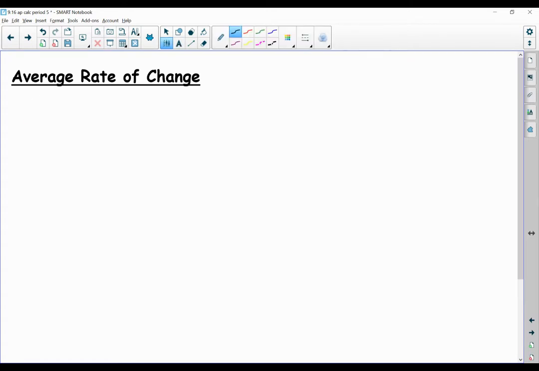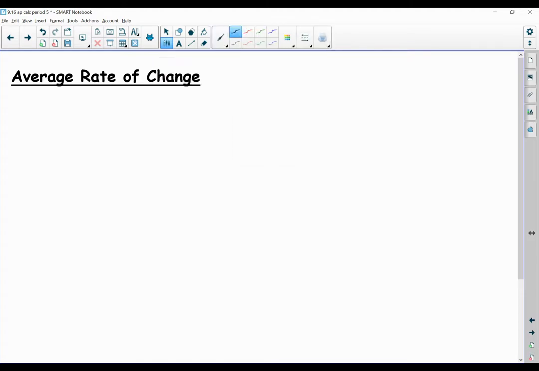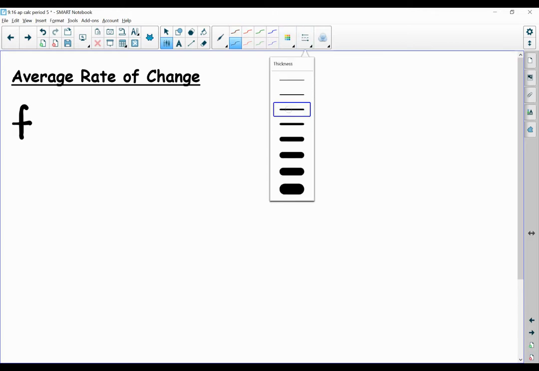To find average rate of change of a function, we take the change in the function's values. Help if I have a marker. You know what? I'm feeling kind of fancy today, guys. I think I'm going to go calligraphy pen. That's a little too thick though.